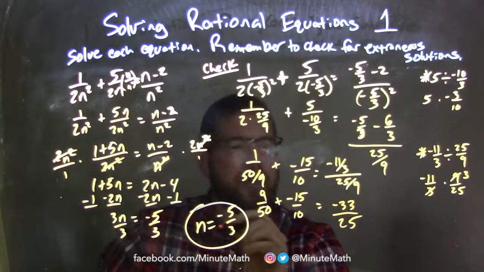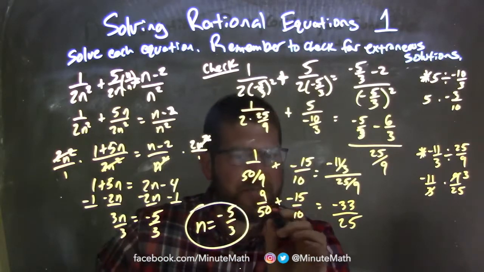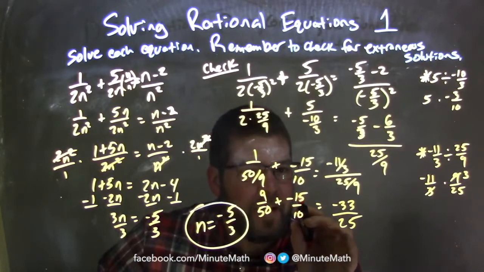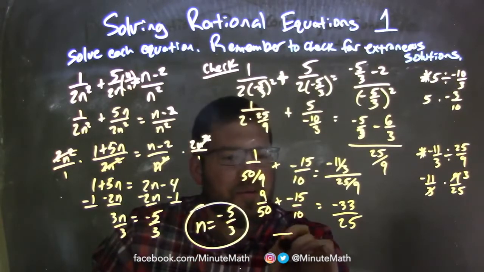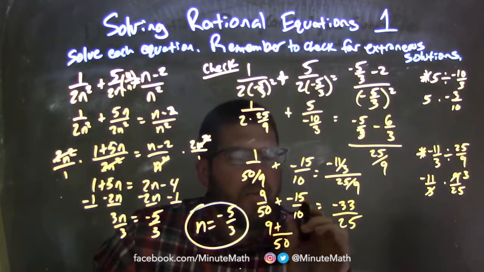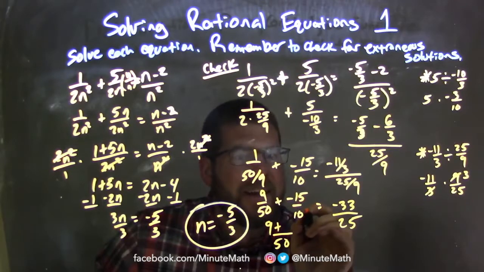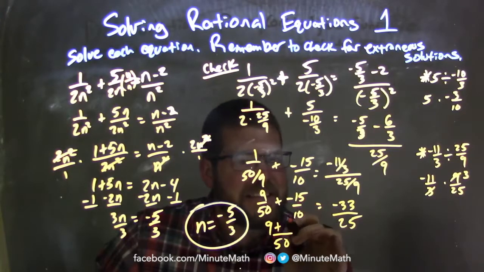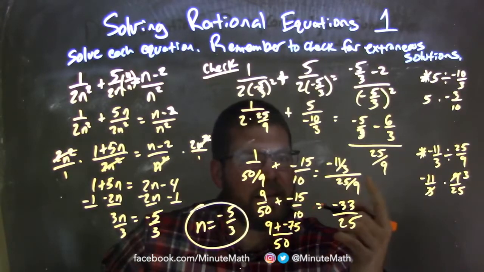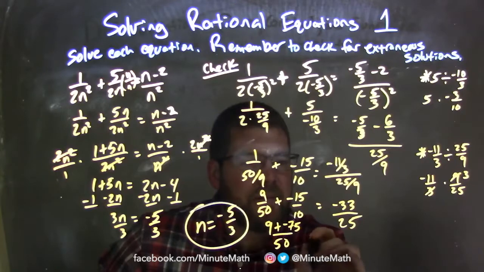Okay, so how good are we at making our fractions here? Well, we can rewrite this, and it's the same base, right? Multiply that by 5, and in doing so, we have 50 on the denominator, and we combine them. We have 9 plus, what's negative 15 times 5? Negative 15 times 5 is negative 75, so negative 75 right there. Okay, negative 75, yeah, that's correct. So negative 75 equals negative 33 over 25.